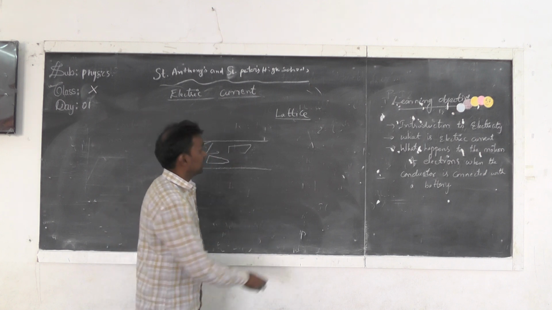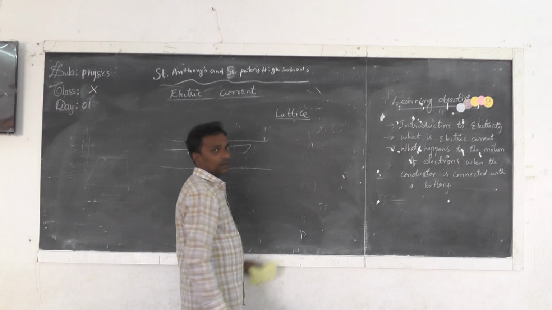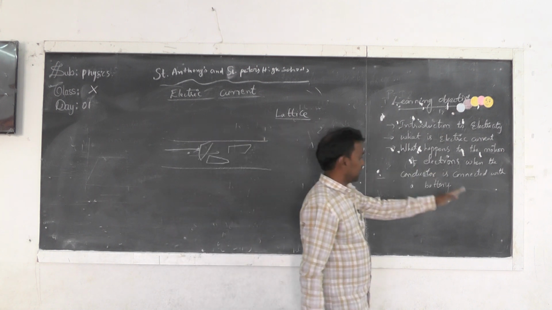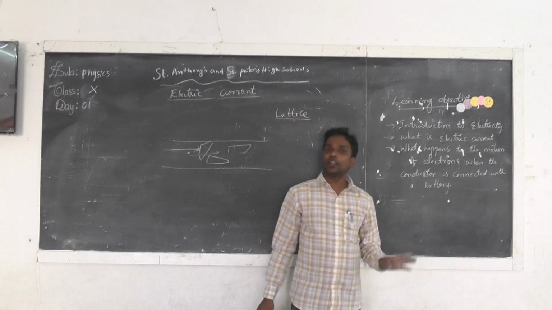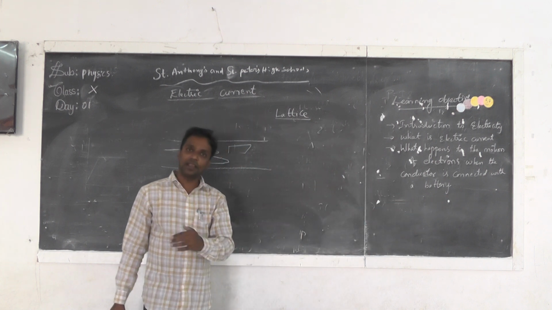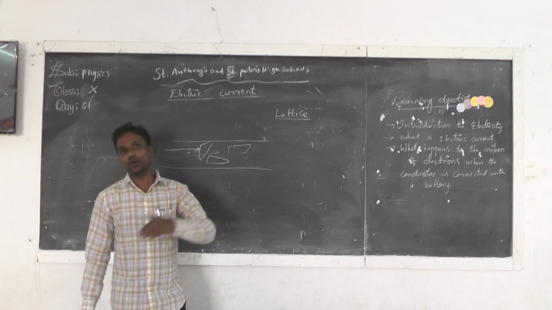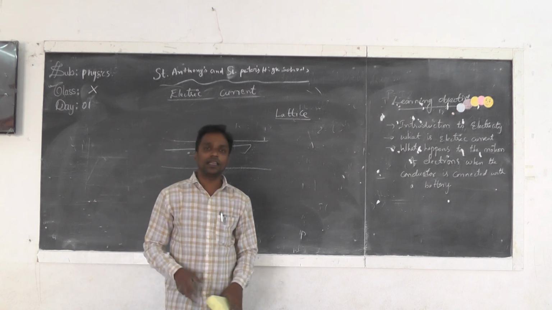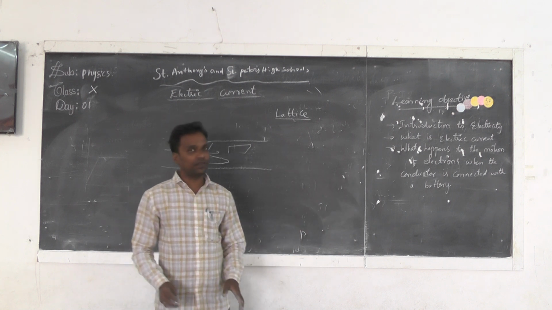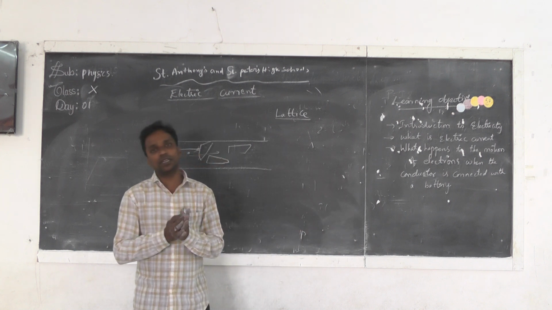So some concepts have been given. What happens when you connect a battery to a conductor? When you connect a battery to the conductor, the electrons will travel from one point to another point systematically in a particular direction. They will not deviate. They will not travel in the opposite direction.